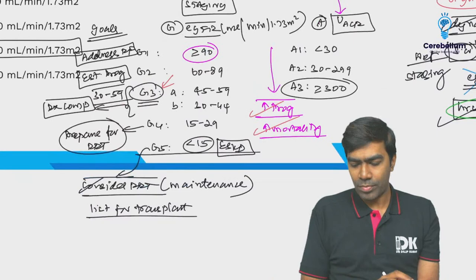Third, if the patient is having predominantly dysuria and urethral discharge, this is urethritis. This is an STI, a sexually transmitted infection. This is a different syndrome, that's why you have syndromic management.